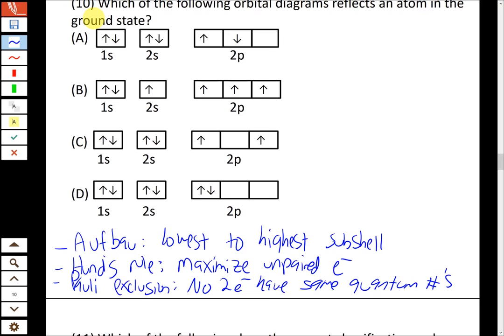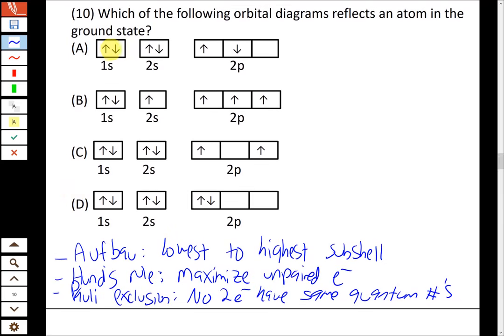All right, so if we go to the first one here, A, it looks like the Aufbau principle is fine because we filled the 1s, then we filled the 2s, and then our last 2 electrons go into 2p. But we notice that in the 2p orbitals, one is spin up, one is spin down. Hund's rule states that we should maximize unpaired electrons, which means if you have 2 electrons in a degenerate subshell, they both need to have the same spin. It doesn't have to be both up necessarily, but if one's up, the other one has to be up, or if one's down, the other one has to be down. So because of this spin down electron here, this one violates Hund's rule. So that one's going to be out.